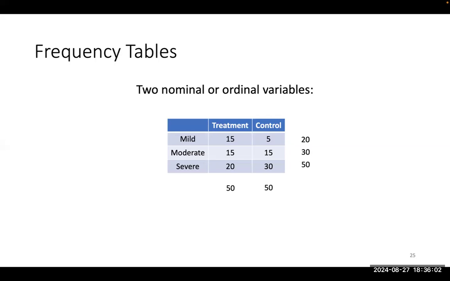So for the contingency table, you have to look at columns and rows. These marginal totals, which are the totals here on the outside, add up to 50 in both groups. And they add up to 20, 30, and 50, which is the severity that we've seen previously. So these marginal totals are now spread out over these joint groupings.